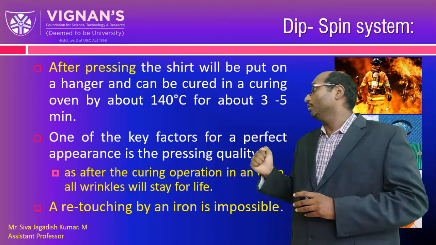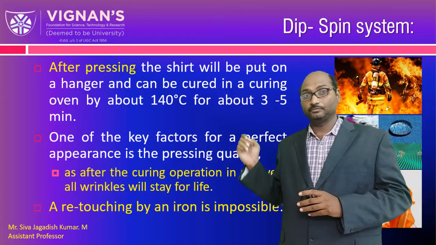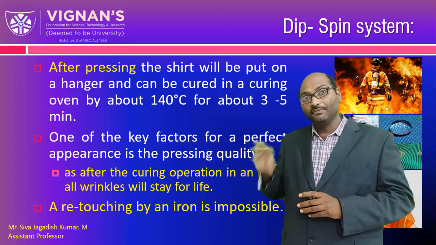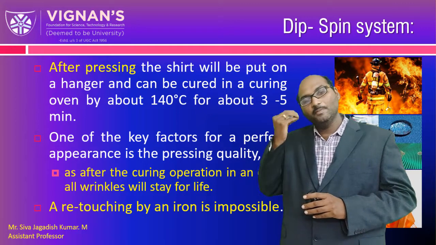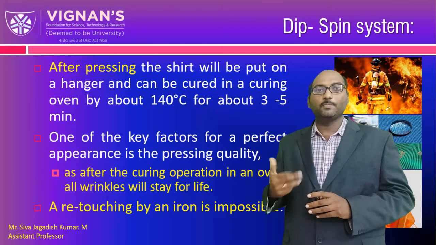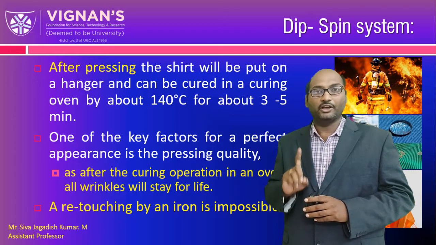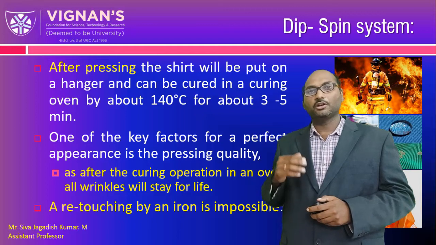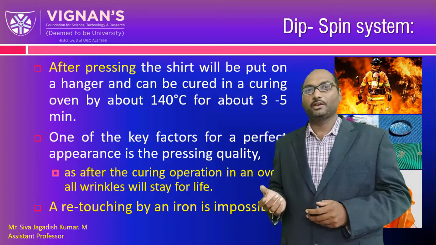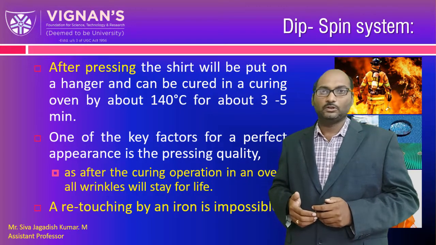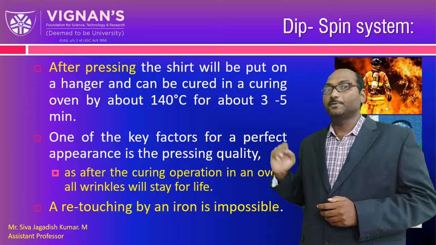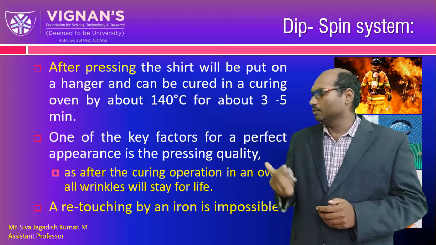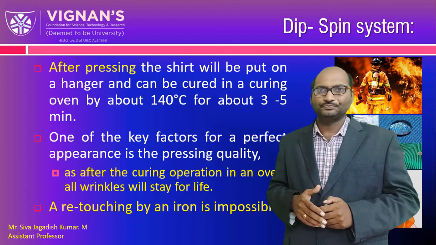Whatever wrinkles you form will be fixed. If any wrinkles are there, they will remain. There is no repetition of the action; it is a one-time process. Once it is cured, it is thermoset. Once it is cured, you cannot go back to the temperature and do it again. It is not possible. So that is one of the problems of the dip spin method, which is, of course, quite commonly used.